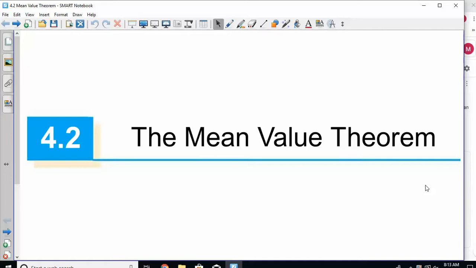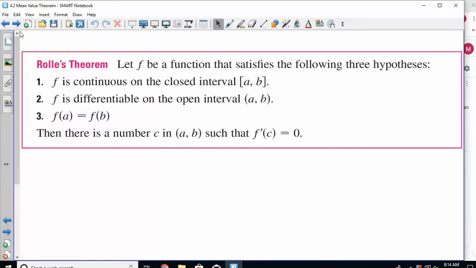The piece we are talking about are two theorems. In this section, we're going to look at the mean value theorem and what's called Rolle's theorem, and how to apply those things. So the first one we're going to start with is Rolle's theorem.